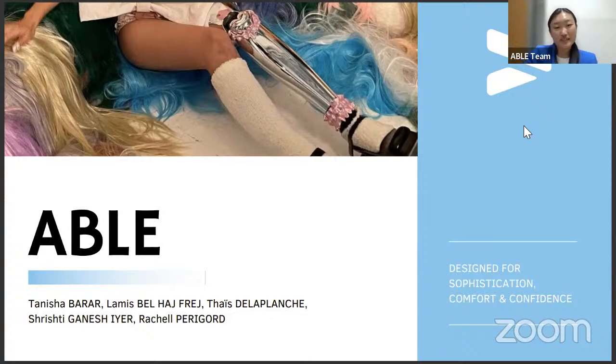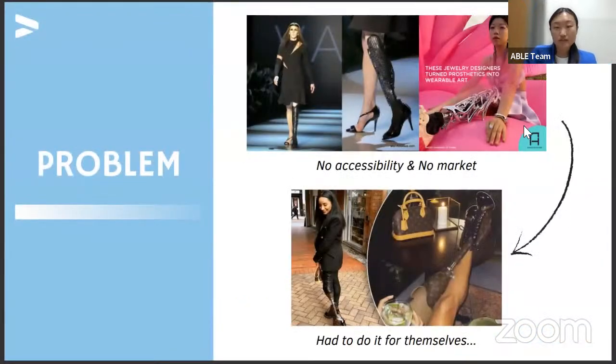Good morning. Today we'll be presenting Abel, founded by Tanisha, Lamis, Thais, Shrishti, and Dai. Currently there are luxury tailored prosthetics that are made for fashion runways and editorial magazines. However, there is no accessibility or market for them. Once they are created for the model or the celebrity, they don't sell them or put them up for auction. They instantly throw them in the trash and make absolutely no use of them. And therefore, people who are disabled see these prosthetics and say, oh, I'd like to have that. But since there's no market for it, they can't have access to it.